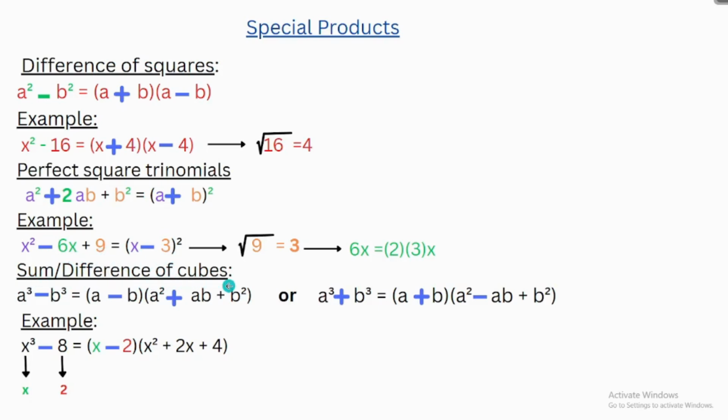There is a sum and difference of cubes. This is a trinomial, and this is a binomial. If we have a cubed minus b cubed, this will be two brackets. The first bracket is a minus b. This is the simple bracket.